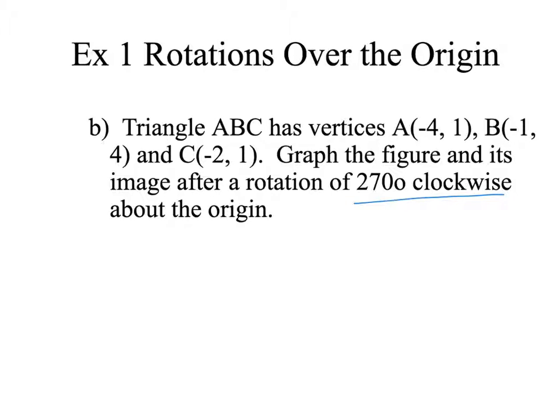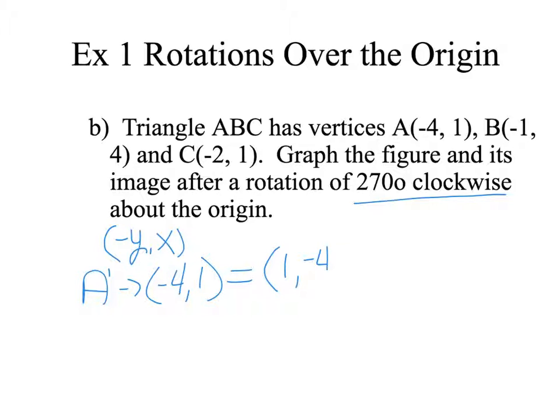Now we're looking at a 270. Remember that 270 has our x's and y's flip, and the y changes signs. So A is going to become A prime. So negative 4, 1. Flip your x and your y first. So 1, negative 4. Now my y value changes signs. The original y value changes signs. So that positive 1 becomes a negative 1.